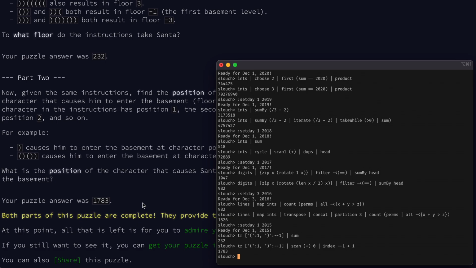I think that was, yeah, about 5 minutes, so I will consider that a success, and look forward to seeing you all for Advent of Code 2023.